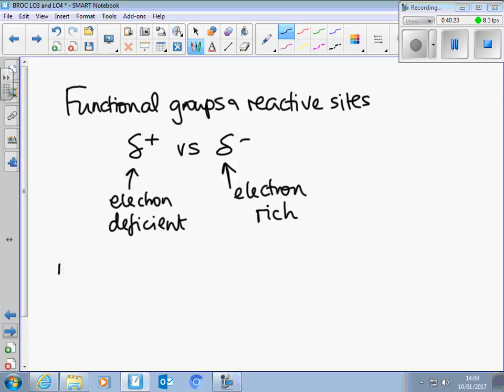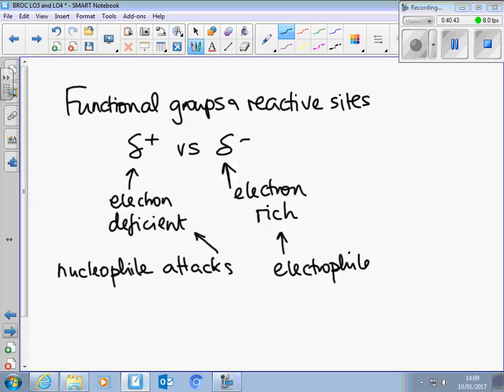So a nucleophile, I'm getting sidetracked now, that, oh dear, that was a bit messy, and then the electrophile will attack that bit.